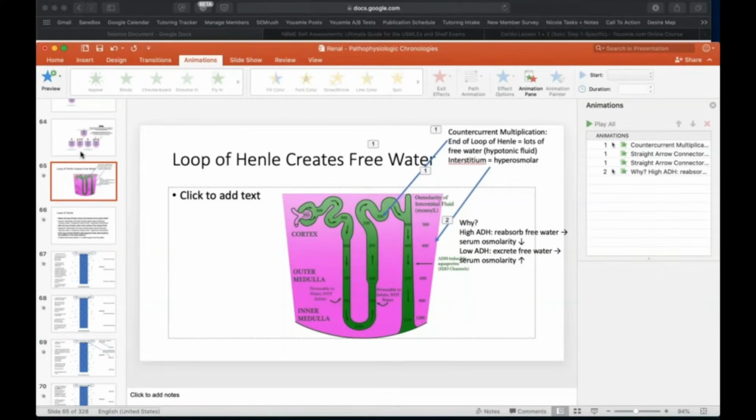Okay, that makes sense. I think I forgot to remember that the loop of Henle was beside the collecting duct. Okay, that makes sense now. Yeah, thank you. Other questions? That was a great question.